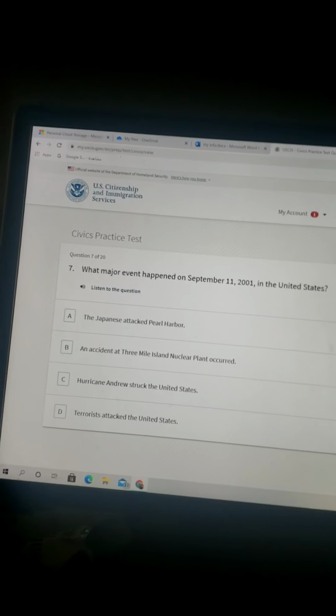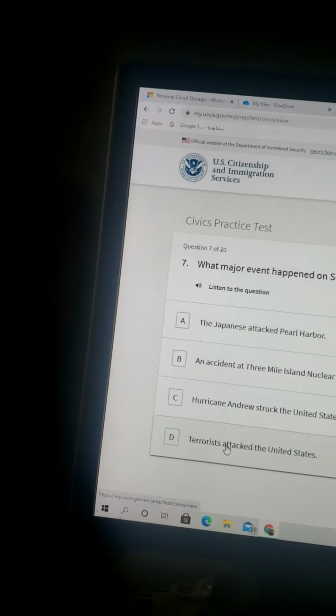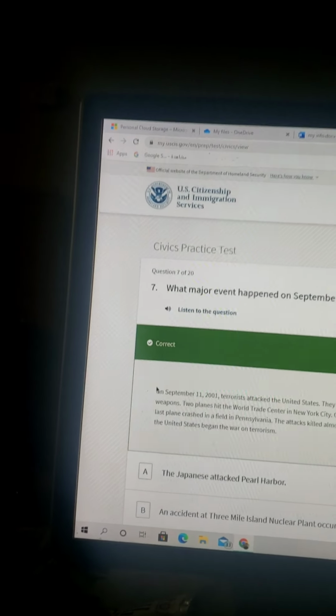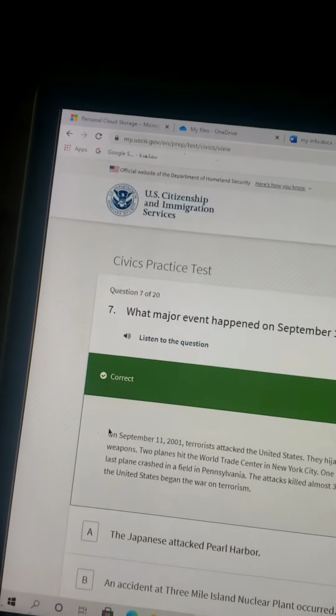What major event happened on September 11, 2001? It's the airplanes that attacked the US. So it's a terrorist attack. Yay! On September 11, 2001, terrorists attacked the United States.